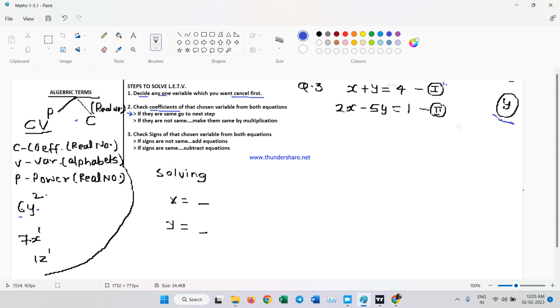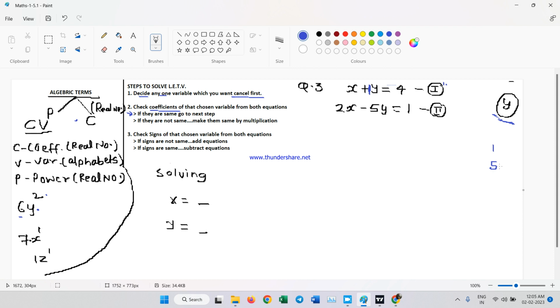Now check here. What is the coefficient of y in the first equation? It is 1. I told you, not with the sign, only numbers. The coefficient of y is 1. The coefficient of y is 5 in the second equation. Obviously they are not the same, so we have to make them the same by multiplication. And how are we going to do that? It's a very simple thing, guys.